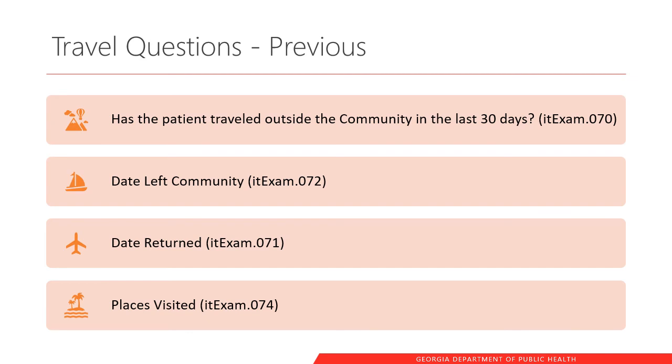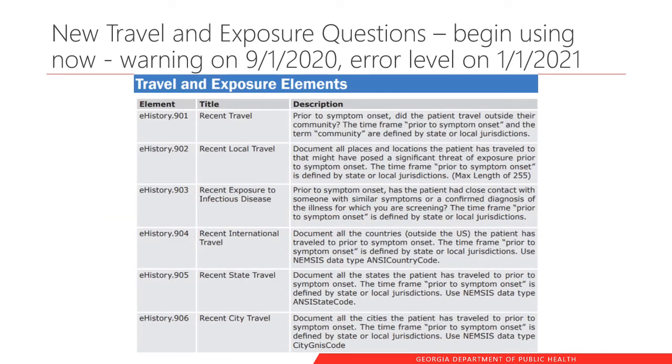These questions were ones that Georgia had written back in the Ebola days, and obviously with COVID-19 some of the questioning system has been updated. That's why our new travel questions are based on the national custom elements that every software vendor is able to use now. Beginning on September 1st, we want you to transition to these questions: eHistory 901 and 903, recent travel and recent exposure to infectious diseases. If you say yes to recent travel, then you would answer one of the other travel related questions to say where did you go. So you don't need to use IT exam 070 again.